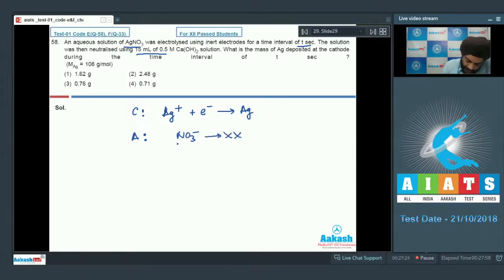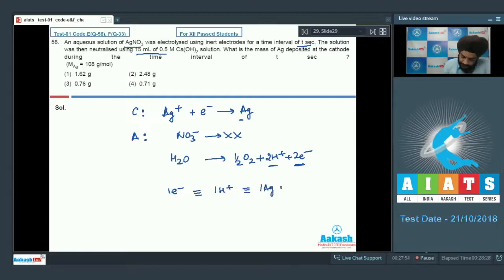Okay, it will be water which gets oxidized. So H2O will convert into O2 plus 2H+ plus 2 electrons. So from these two reactions, we can see that per mole of electron, we have 1 mole of H+ and we also have 1 mole of Ag which gets deposited. So 1 mole of electron corresponds to 1 mole of H+, which also corresponds to 1 mole of Ag.